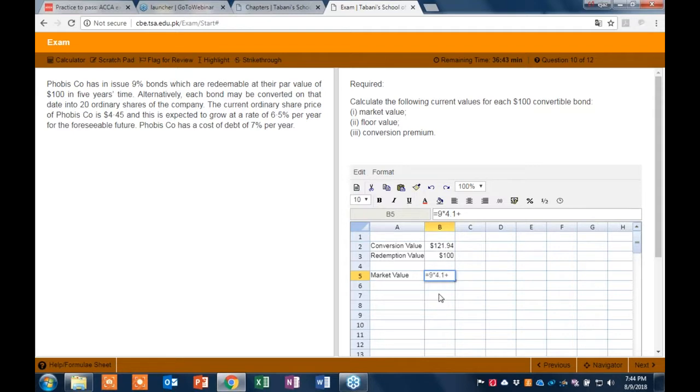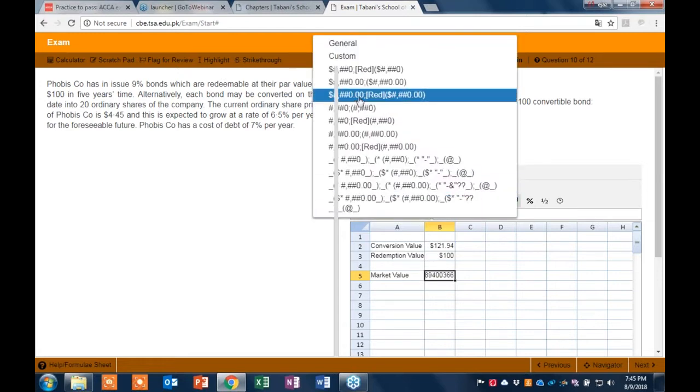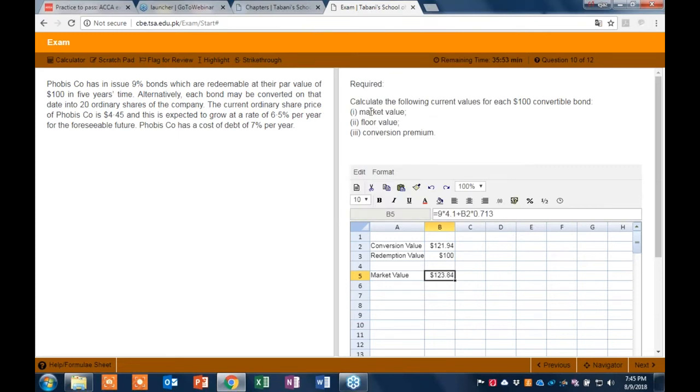But this is not the only thing that the investor is going to get. After the end of the 5th year, he is also going to get $121.94. But since this will be a single amount, we have to multiply it with the discount factor at the same rate at the end of the 5th year. So may I know the discount factor for the 5th year at 7%? Okay, 0.713. So if I solve it, I get $123.84. This will be the market value of this $100 par value bond today.